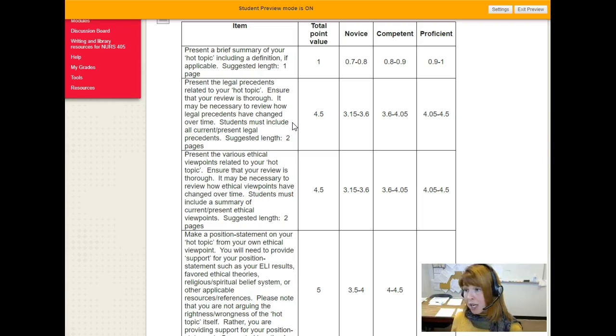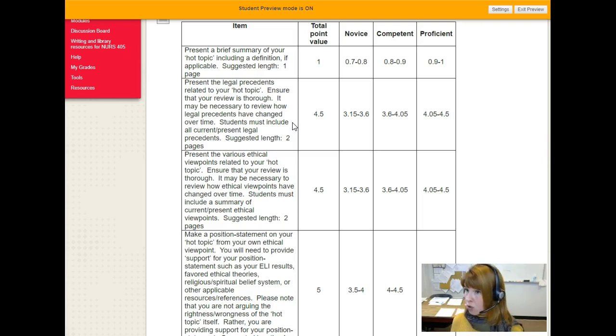And in fact, with most hot topics, not all of them, but with most of them, you will have quite a lengthy list of legal precedents. Some of them maybe even going back to the 1800s, depending on what topic it is. Some of them, not so much. And in fact, some of them you may really struggle to find legal precedents. So just be aware that depending on your topic, it may influence the quantity of information that you have to review in order to thoroughly complete this section.